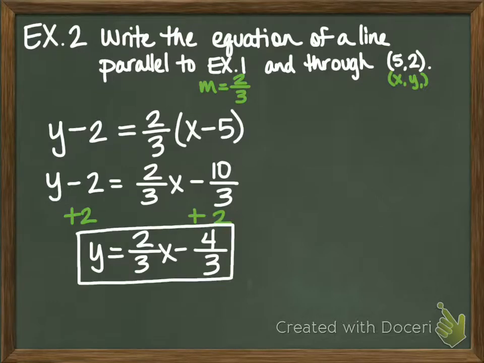Okay, so this is the equation of a line that is parallel to example 1, has the same slope, which was 2/3, but this time it goes through the point (5, 2).